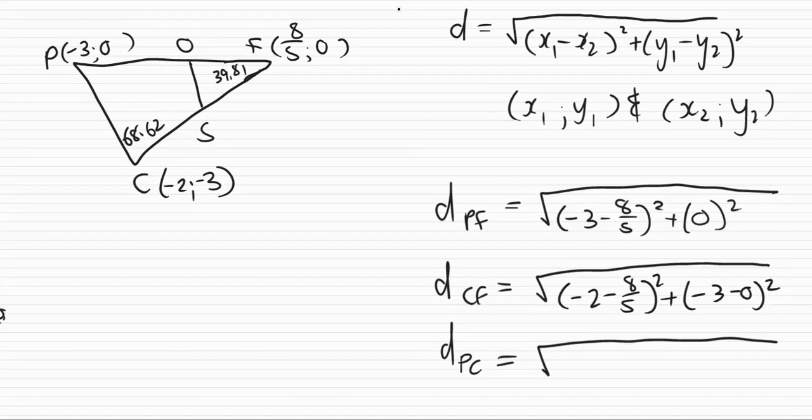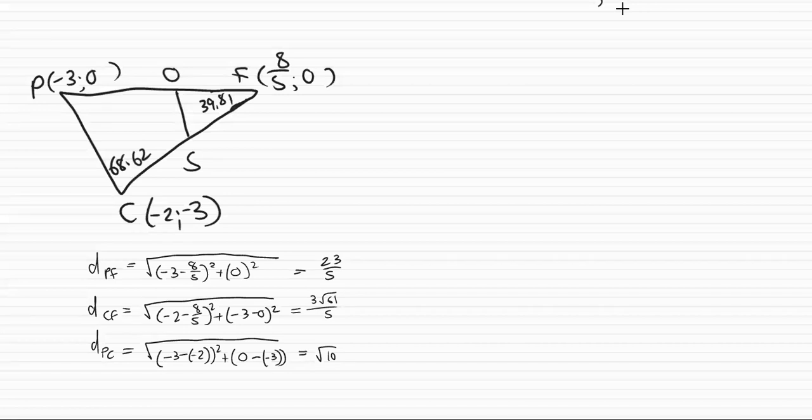And PC is going to be -3 minus -2, so double negative, squared. Keep that -2 in brackets, plus, we started on -3, so we start on 0, 0 minus -3, 0 minus -3. Right, so we have our three distances.